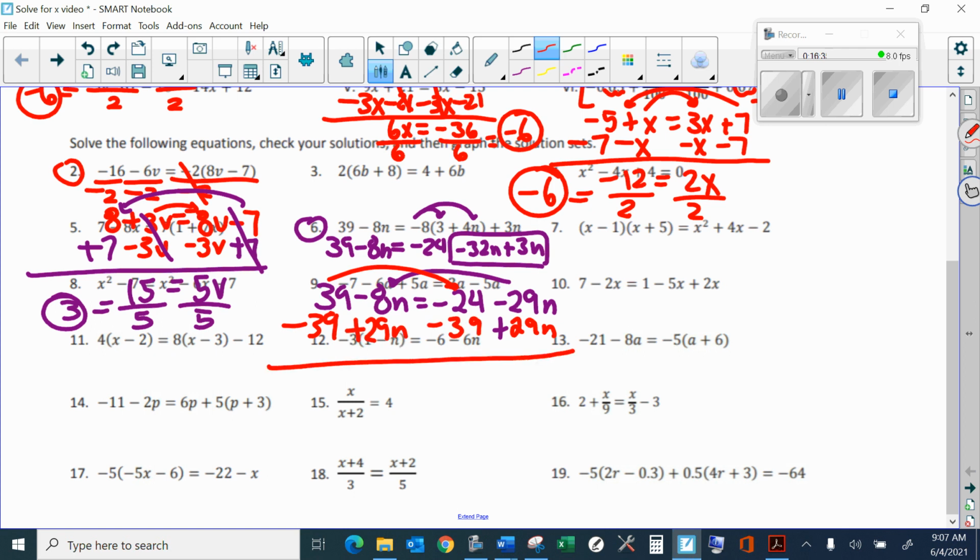29 minus 8 is 21n. Two negatives add to a negative and you keep the sign. That's negative 63. And last step, divide by 21. And I get n equals negative 3. Okay.